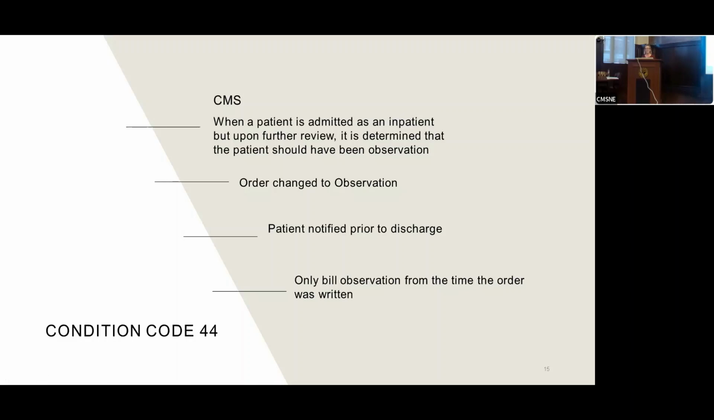Okay. So again, your patient must be notified in person. You need to go out and tell them, and it has to be done before they're discharged from your facility. And a very important thing to note with Medicare is that you can only bill observation time from the time the order goes in. You can't roll back to the beginning of that stay.